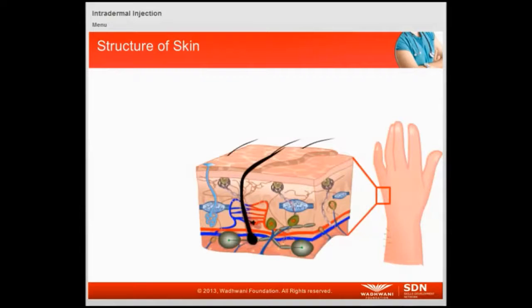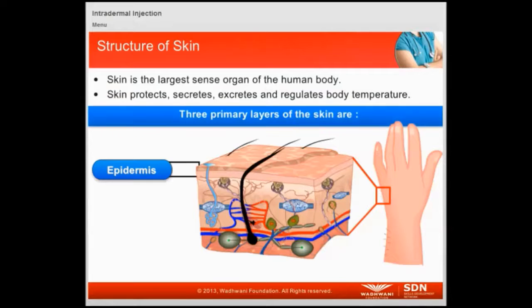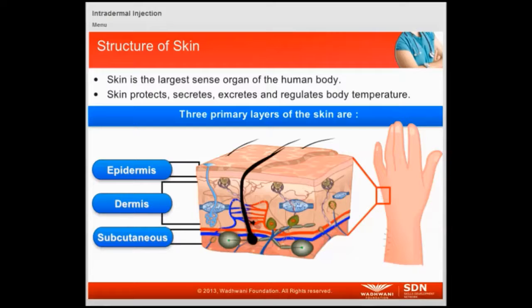First, let us understand the structure of human skin. Skin is the largest sense organ of the human body. Skin protects, secretes, excretes, and regulates body temperature. There are 3 primary layers of skin. Click each label for more information on the structure of the skin.